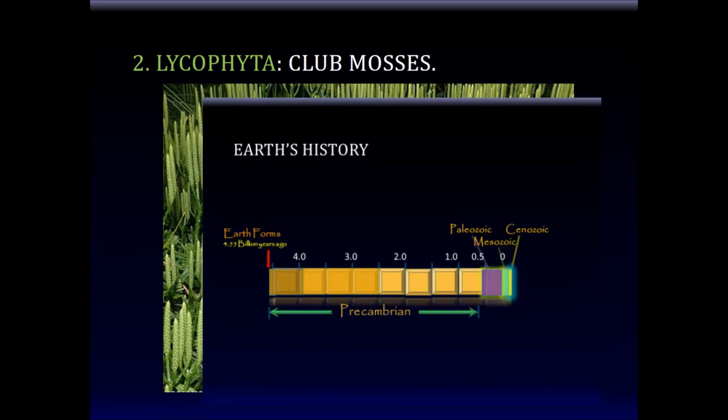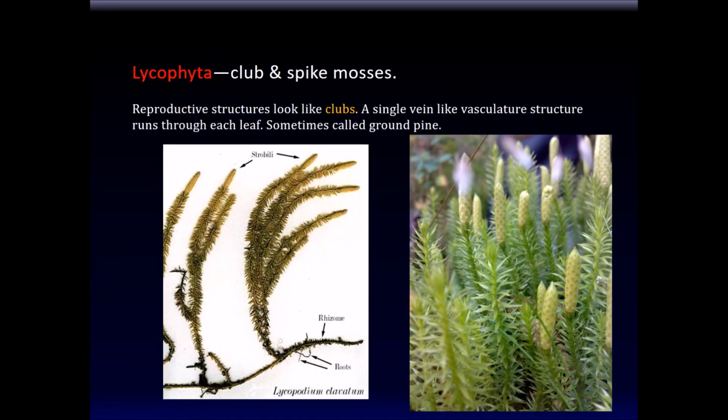If you forgot where the Paleozoic era was, the Paleozoic era starts at the end of the Precambrian era. Lycophyta, the club mosses, and similar spike mosses, have reproductive structures that look like clubs, and that's why they're called club mosses. A single vein-like structure runs through each leaf. Sometimes these are also called ground pines, because of their resemblance to pine trees.